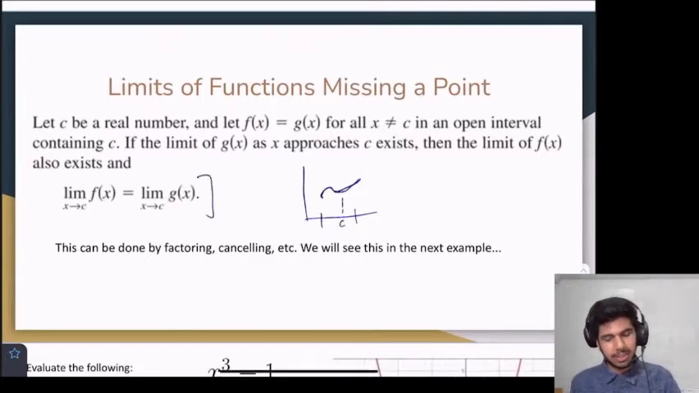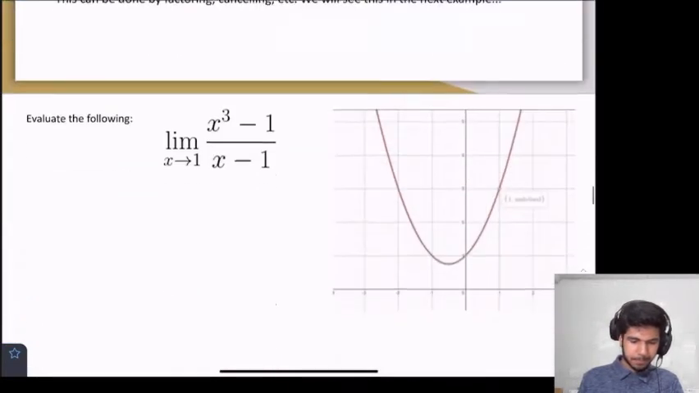That should sort of make sense, right? They're essentially the same function, except at the one point, but their limits are equal to each other, because they are equal limits from both sides. To see this better, we'll see it in an example, but we can evaluate such functions by factoring, canceling, etc. So let's see an example.